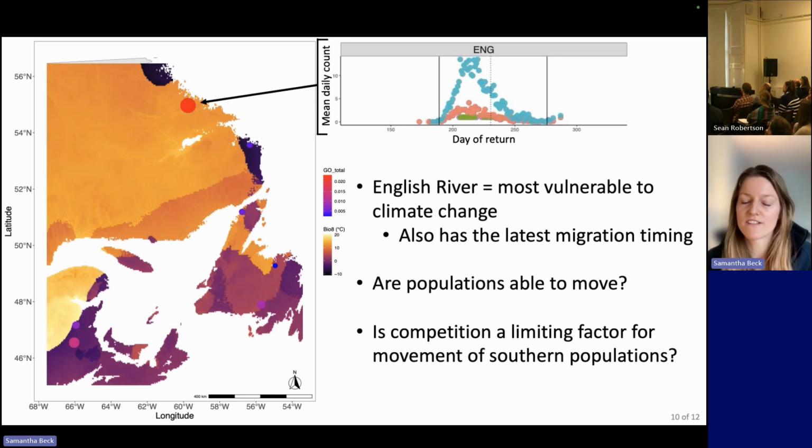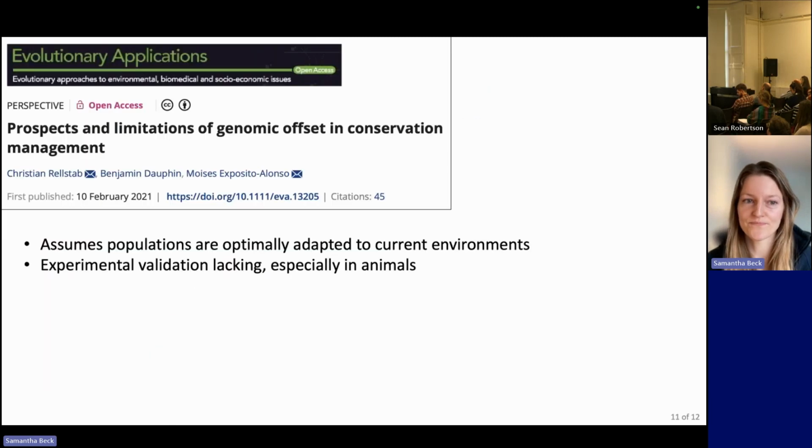But we also need to consider other factors. So we've got this great estimate, that's nice, but what about the ability of populations to move? Even though these southerly populations don't seem to have a high genomic offset, they might be less able to move as the climate changes. There's more competition for these populations in the south, whereas this population up north is more towards the limit of the distribution of Atlantic salmon. So maybe they have a higher genomic offset, but are more able to move northwards. So we need to consider that as well when using these kinds of metrics.